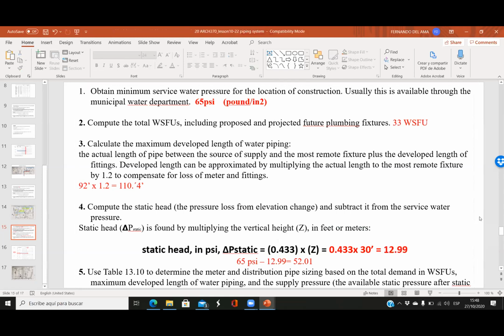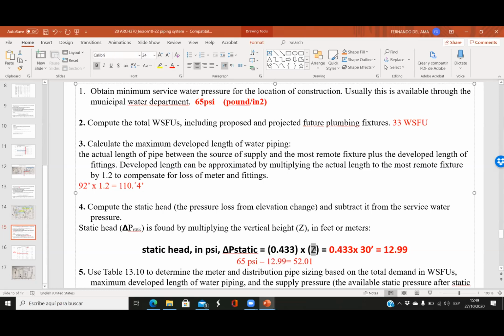That means that we wouldn't need a water pump, because if we are working with a high-rise building and this number is higher than 65, then we need a water pump because we don't have enough pressure. Since this number is under 65, we don't need a water pump because the water supply that we have from the municipality is enough. But we have to take into account the pressure loss because of the height.